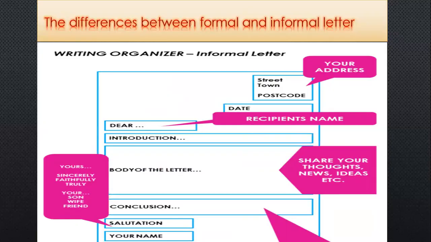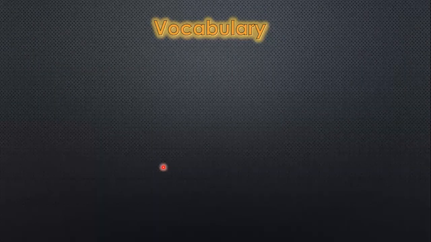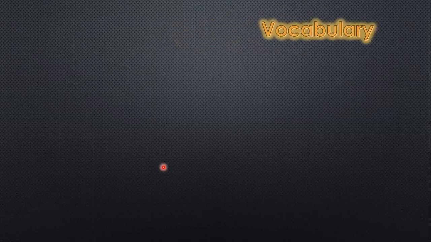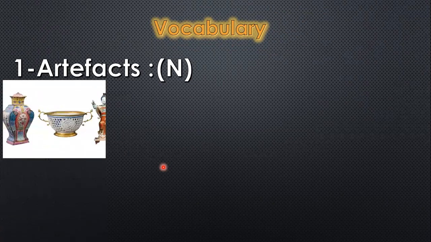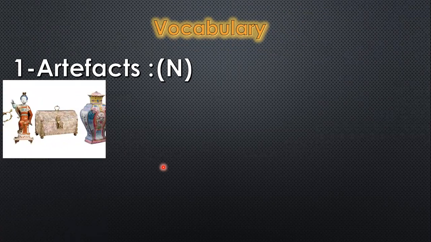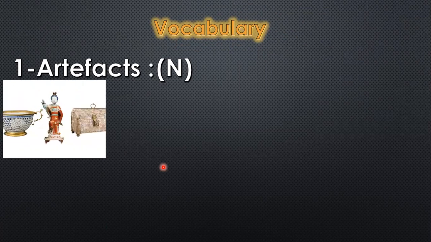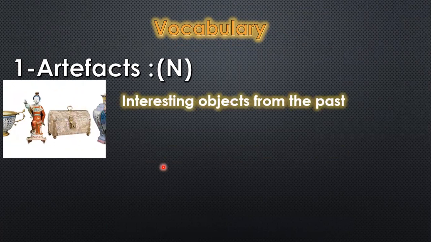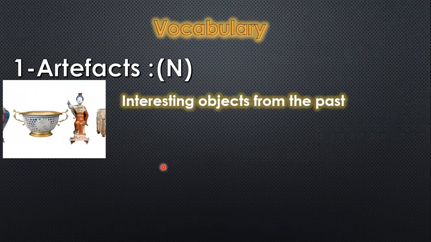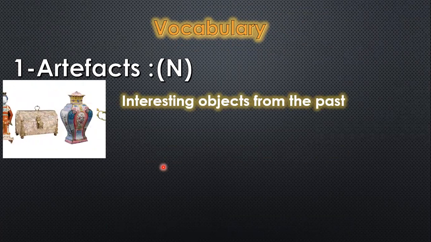The third point in our lesson today is vocabulary. So here I am going to give you the meaning of some words that you are going to read in these two letters. The first word is artifacts. Artifacts mean, look at this picture, beautiful, amazing, or interesting objects from the past. So again, artifacts mean interesting objects from the past.